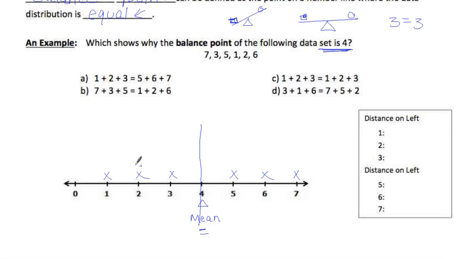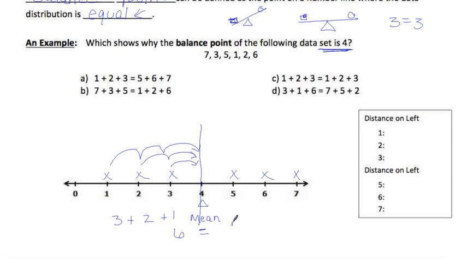Well, we're going to count how far each x is away from the mean, or the balance point, which is 4. So the 3, and really you don't even need to pay attention to the number, we're just looking for the space. The 3 is 1 space away, so we're going to put a 1. The 2 is 2 spaces away, and the 1 is 1, 2, 3 spaces away. We're going to add those together to figure out what's the total weight on this first side. So if we add these together, the weight on this side is 6.